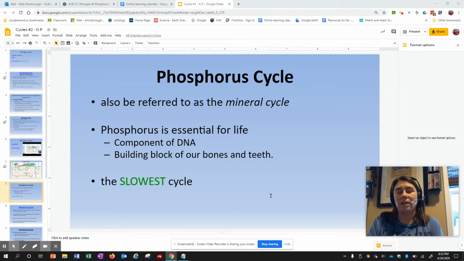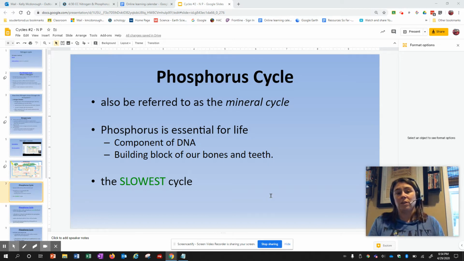Phosphorus cycle differs from the other cycles in that phosphorus never enters the atmosphere. Like nitrogen, carbon, water, all of that can go in the atmosphere. Phosphorus never exists as a gas. It just stays in the ground and in water. We call it the mineral cycle because phosphorus can get locked up into rocks for a very, very long time.